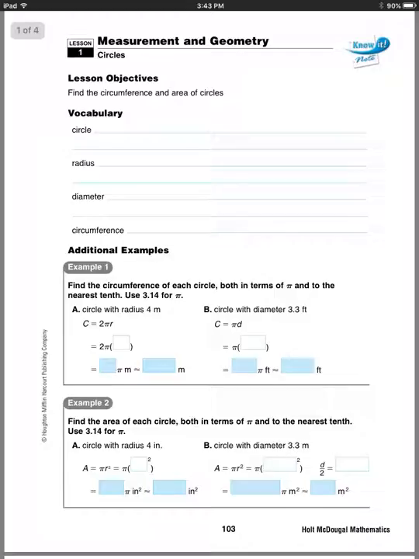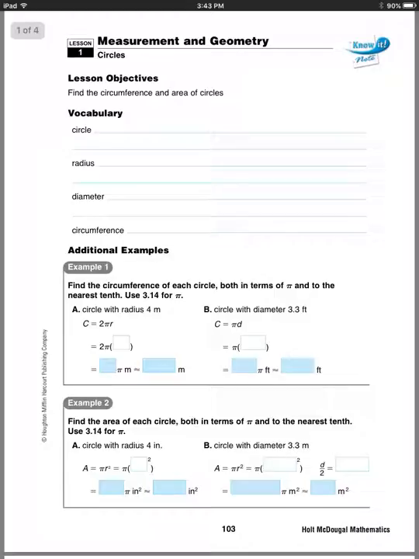A circle is the set of all points in a plane that are the same distance from a given point, called the center. A radius is a line segment with one endpoint at the center of the circle and the other endpoint on the circle. The diameter is a line segment that passes through the center of a circle and has endpoints on the circle. And the circumference is the distance around a circle. You should know all those.